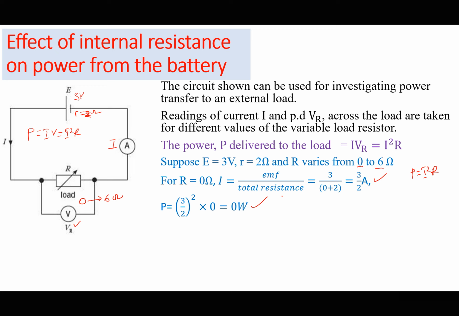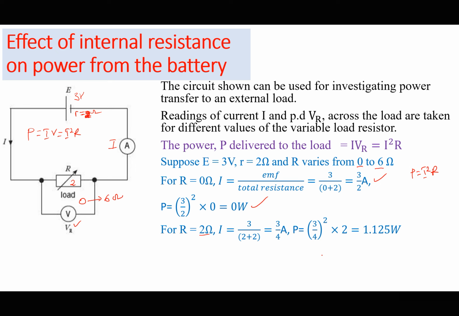Okay, let me check what happens if the resistance is 2 ohms. Remember I said the resistance of capital R varies from 0 to 6 ohms. Suppose the resistance of capital R is now 2 ohms. I've skipped 1. You can try 1. So it means total resistance is going to be 2 plus 2. Remember, I have to remember to add the internal resistance because these are in series. If this is 2, there's internal resistance there which is 2.